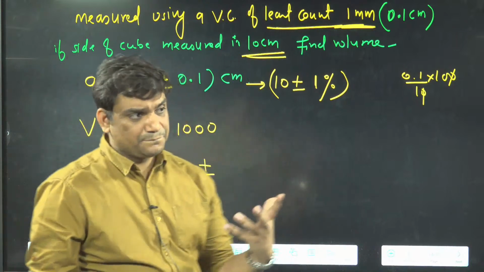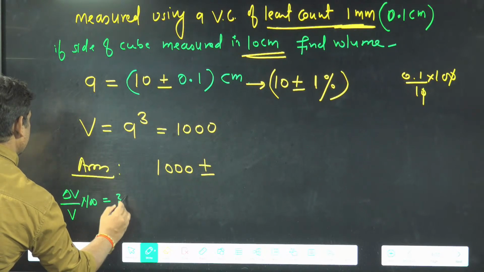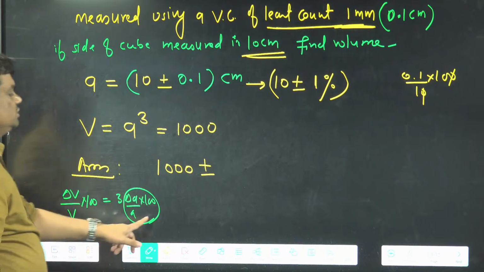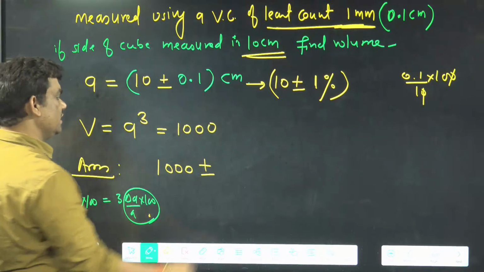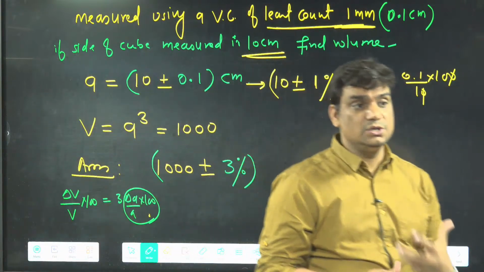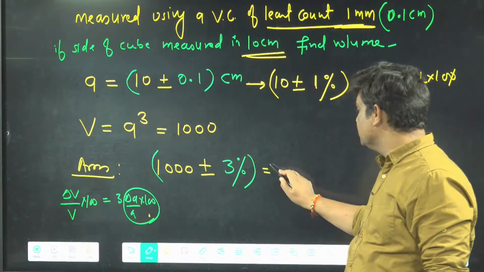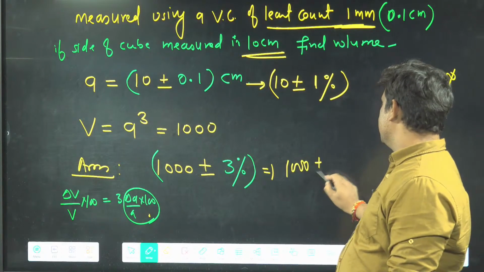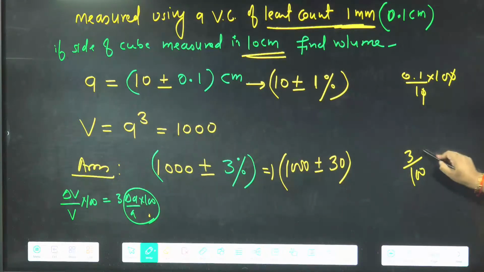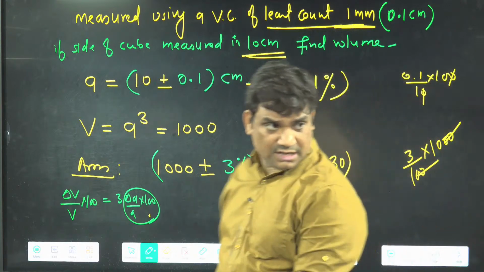We can do it like this also: delta V by V into 100 equals 3 delta A by A into 100. Here the error is 1%, so here it will be 3%. But if they are asking in terms of absolute error, then 3% of 1000, that is 3 by 100 into 1000, 20 and 20 cancel, so this is 30. Is it clear?